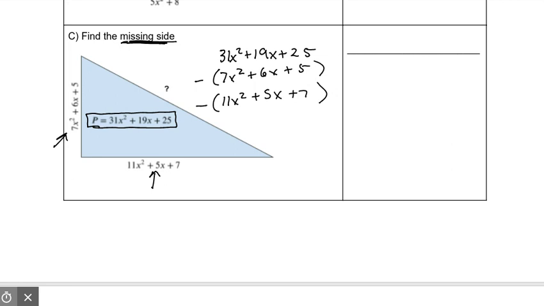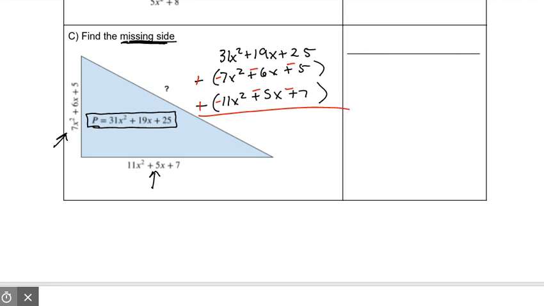Now, when it's subtraction, I like to change it to addition. So I like to think about this. I'm going to distribute this negative 1. Okay, so it's going to be addition. That's going to be negative 7x squared, negative 6x, and negative 5. And then I'm also going to distribute this negative on the second one. Okay, so that's going to become negative 11x squared, negative 5x, and negative 7.